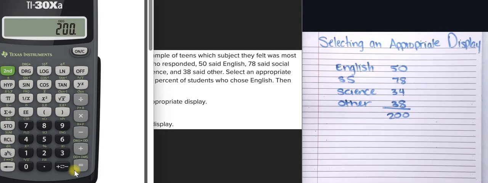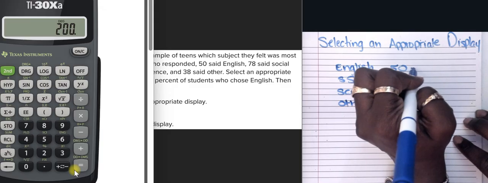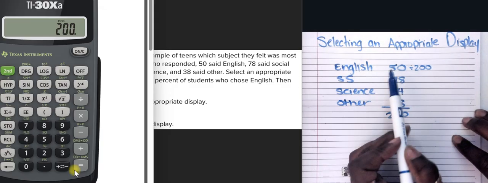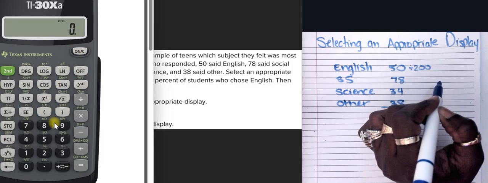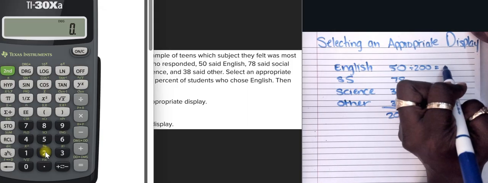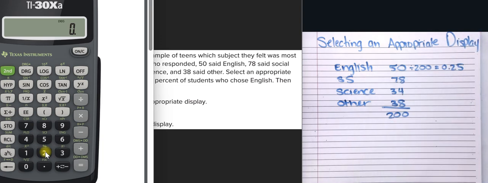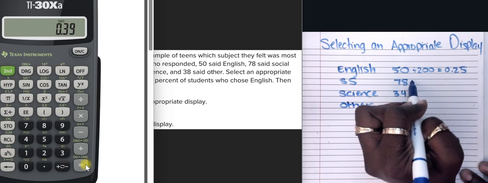Okay, so we can use what we've learned about circle graphs to find the percentage for each one of these. We could say 50 divided by 200, which is our part divided by the whole. I know that 50 is 25% of 200, but you can do your calculations if you need to. So it's going to look like 0.25, which is the same thing as 25 hundredths or 25%. For social studies, that's 78 divided by 200, which gives me 39%.